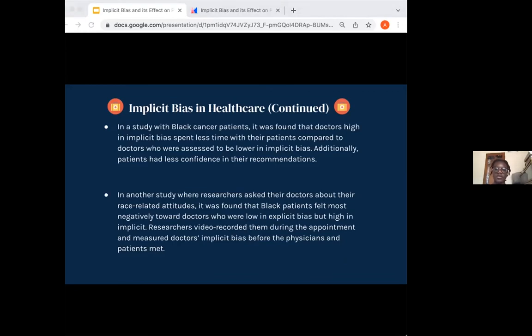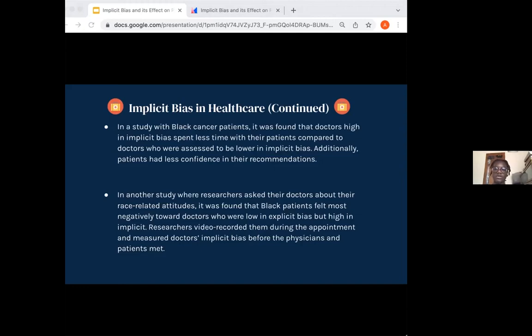In a study of Black cancer patients and their doctors, providers high in implicit bias were less supportive and spent less time with their patients than doctors low in implicit bias. Patients had a hard time remembering what their doctors told them and had less confidence in their treatment plans and thought it would be harder to follow recommended treatments.